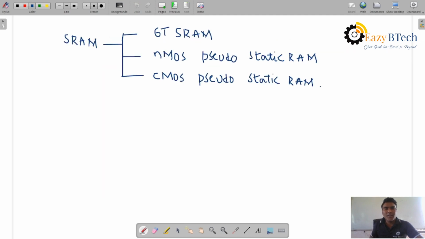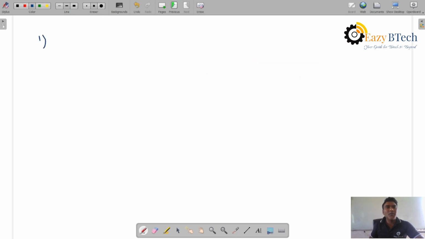So let us see the first one. The first one is 6 transistor memory cell. There are 6 transistors. Then NMOS pseudo static RAM and CMOS pseudo static RAM. First one, in examination it will be asked, 6 transistor SRAM. Let us see the working of 6 transistor SRAM, how it will be designed by MOS transistors. It is designed for data storage by using MOS transistors, NMOS or PMOS.